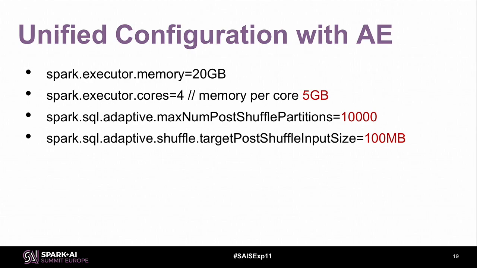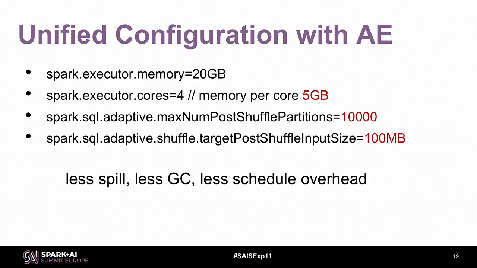So putting them together, we get a unified configuration solution. The point is we make each core have 5 GB of memory and process 100 MB of data, so we can expect less GC, less spill, less scheduling overhead, and very importantly, less human configuration.